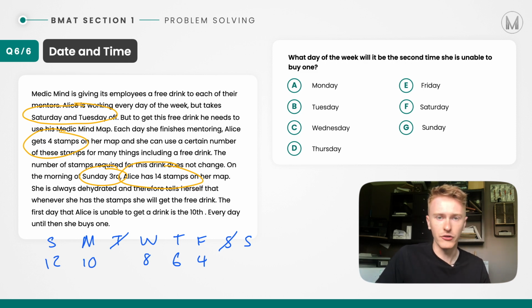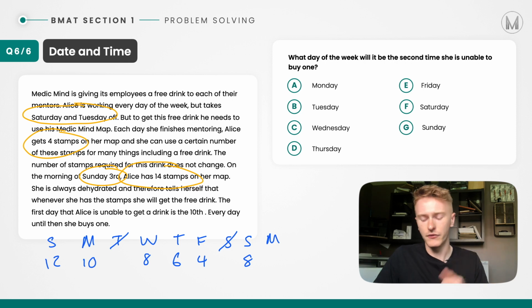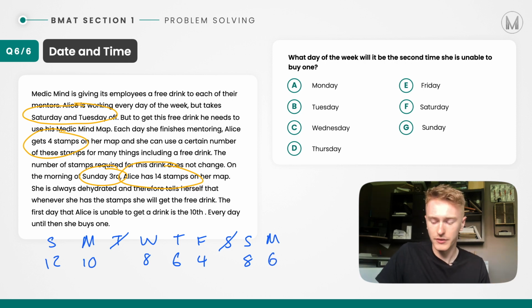So she doesn't buy a drink and she goes back up 4. So we end up with end of Sunday, we're on 8 stamps. We then carry that forward. So on Monday, she goes down 6, back up 4. So end of Monday, we're on 6. Tuesday, remember, she doesn't work. Wednesday, we're on 4 stamps at the end of the day, and this is the same situation. That means on Thursday, she won't be able to afford her drink again. So the correct answer here, hopefully you got it, is Thursday, and that's answer D.